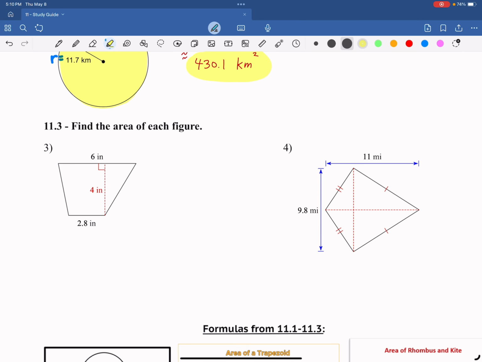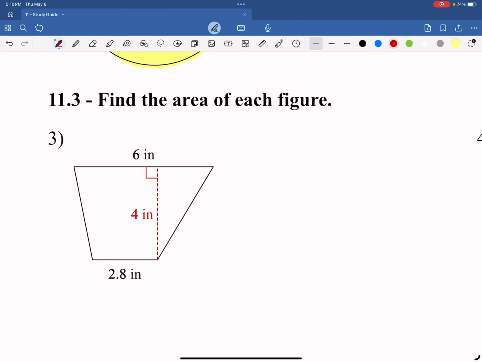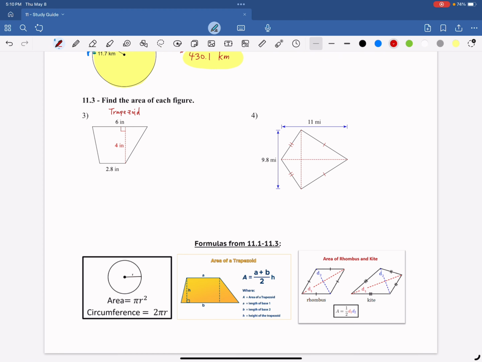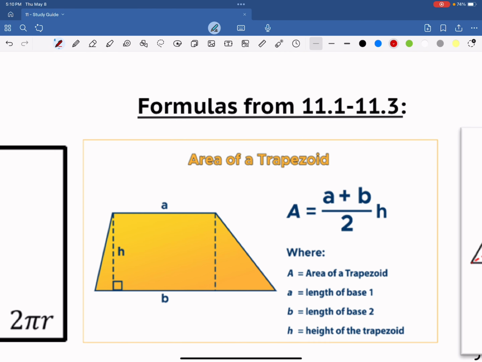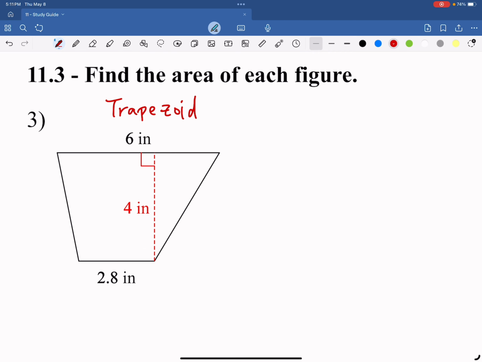Find the area of each of these figures. Okay, well, what kind of figure is it? Well, this one is what you call a trapezoid, right? And if you just peer down at this list of formulas, a trapezoid basically has that formula right there. In other words, it's just a plus b divided by 2 multiplied by h on the outside. That gives you the area of this figure.